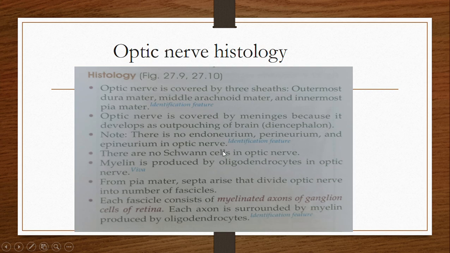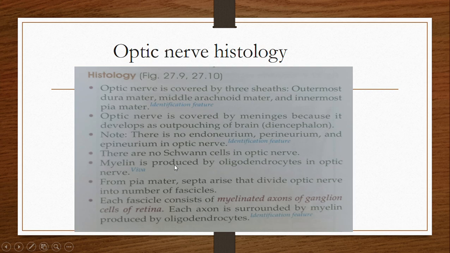In a normal nerve, there is the connective tissue covering named endoneurium, perineurium, and epineurium. But in the case of the optic nerve, it is different. There is no connective tissue covering. Instead, there are meningeal coverings. There are no Schwann cells in the optic nerve. The supporting cells known as Schwann cells are not in the optic nerve.